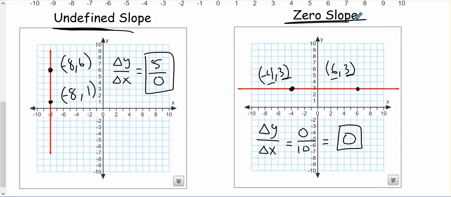So we talked about the slope of our table. What kind of slope would a table have? The tabletop would have a 0 slope. The legs going up and down would have an undefined slope.